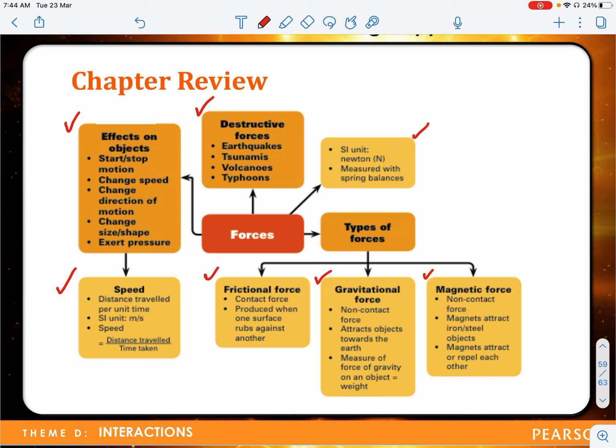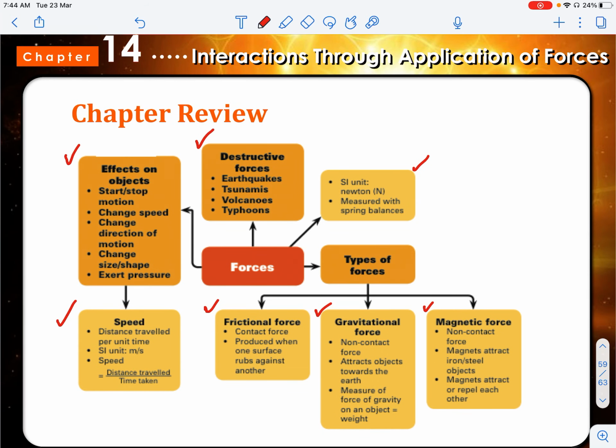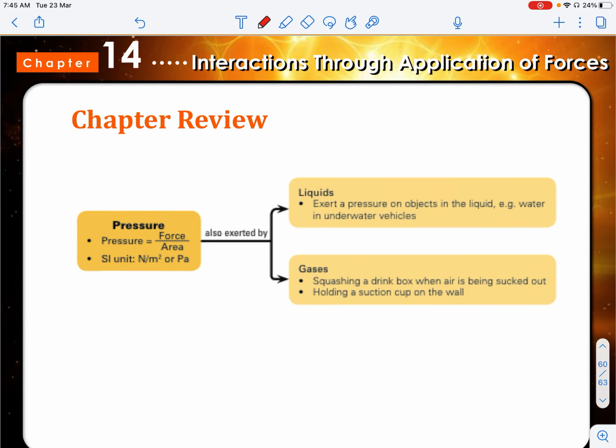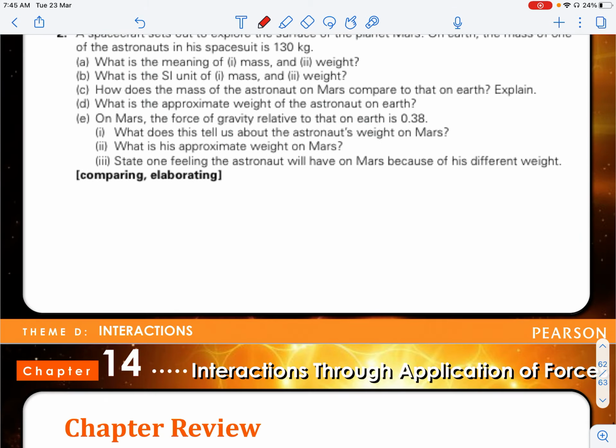You have learned the advantages and the negative effects of friction and how to overcome friction. You have also learned of the difference between mass and weight, which is important for exam. Finally, we have talked about pressure, how to calculate it, force over area, what the SI unit is, as well as how pressure can be changed in a liquid and gas environment. Okay, and that is all for this chapter.